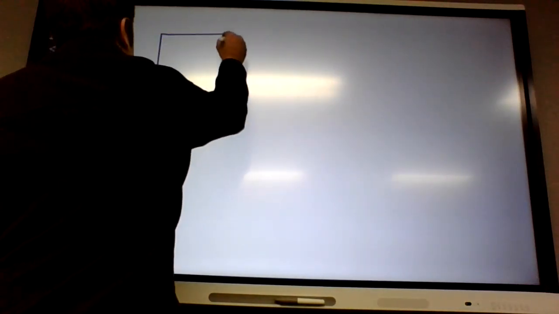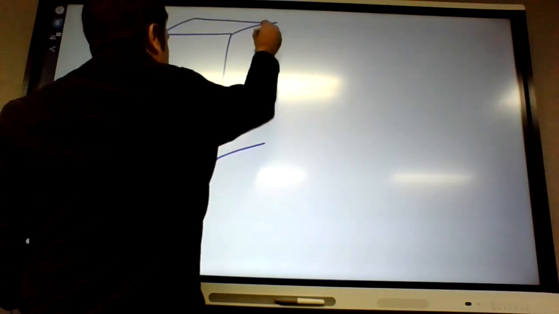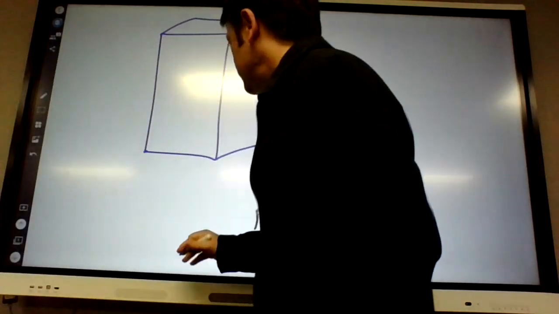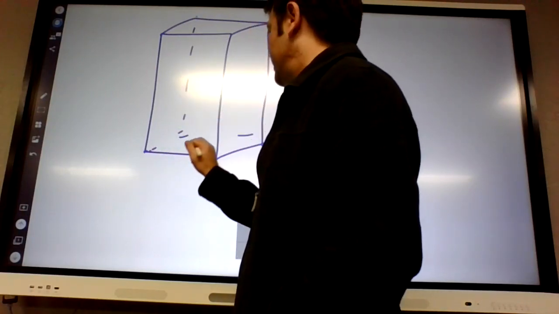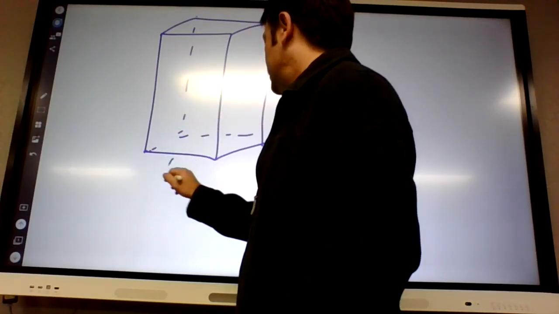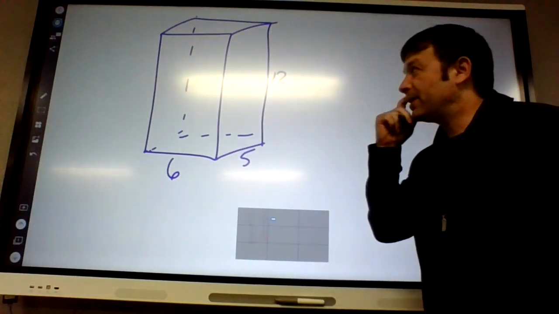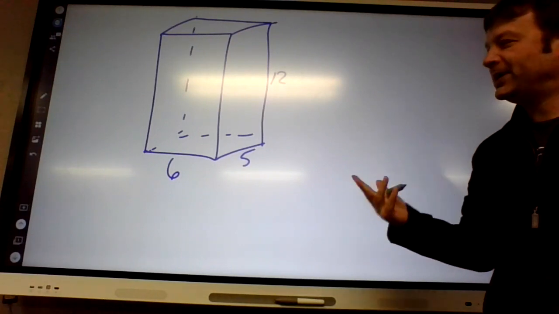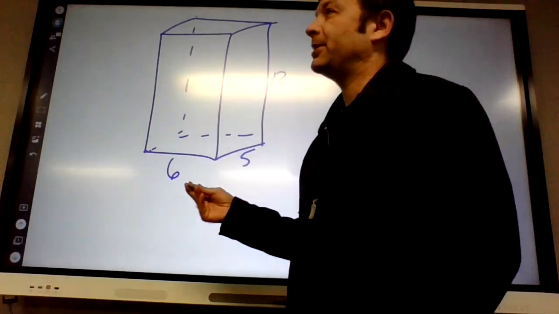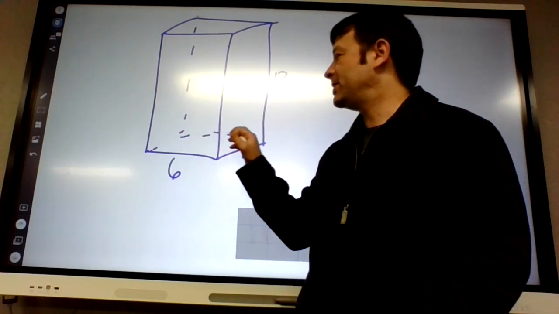Okay, surface area. That's what we were talking about. Let's say this is a rectangular prism with dimensions 6, 5, 12. If I wanted to find the base area for this rectangular prism, what would I do? How would I find the base here?